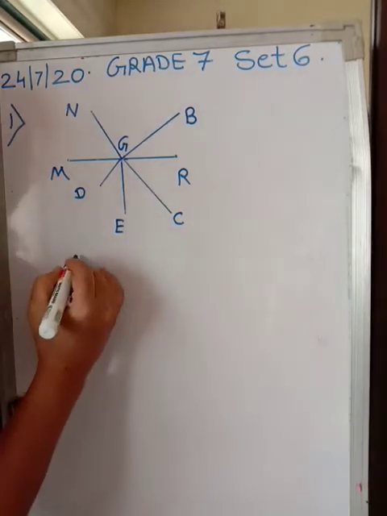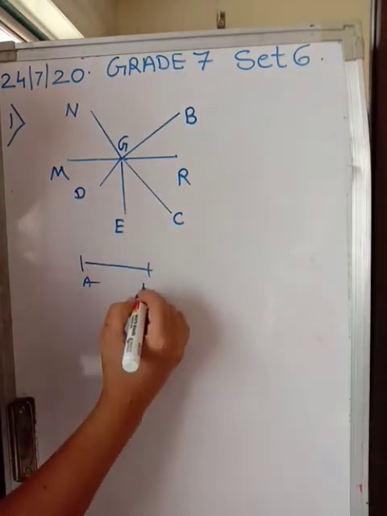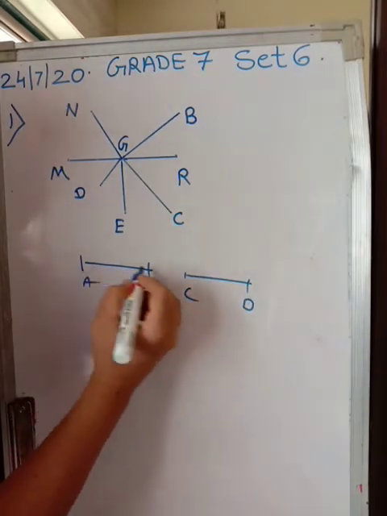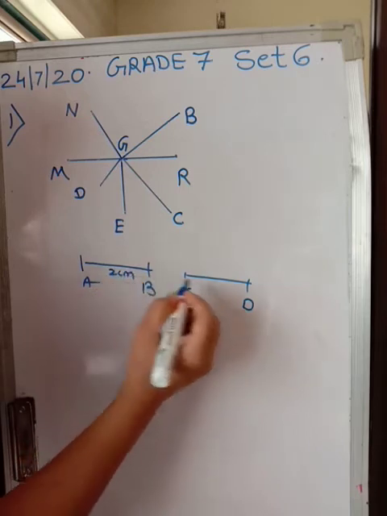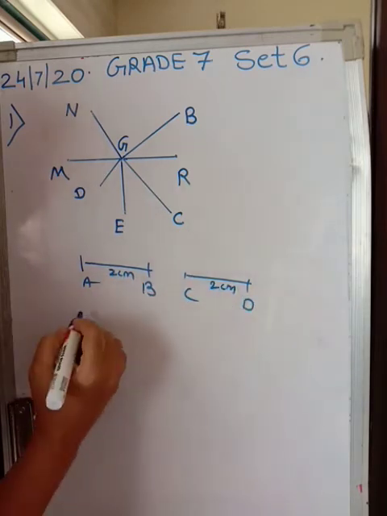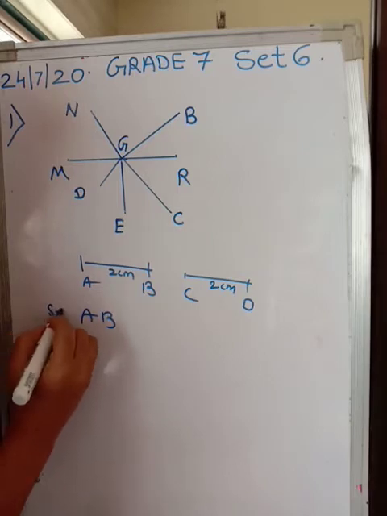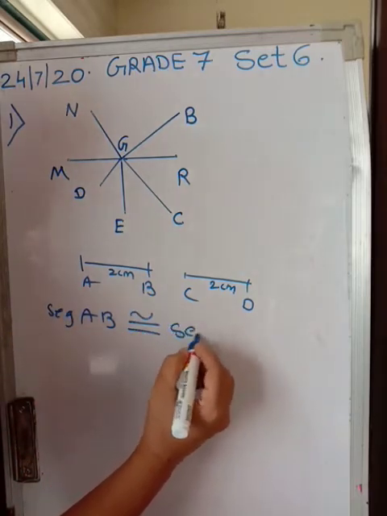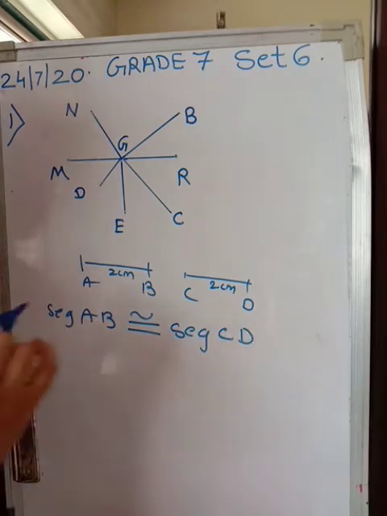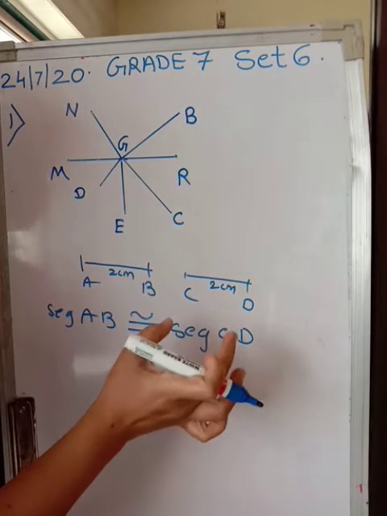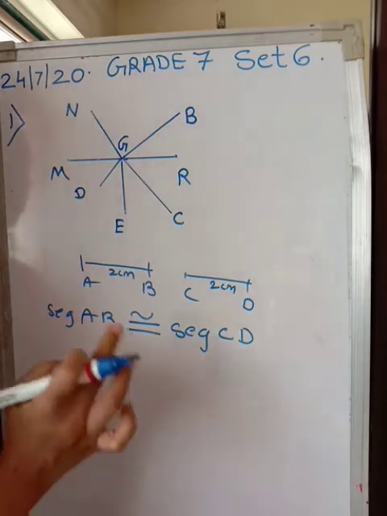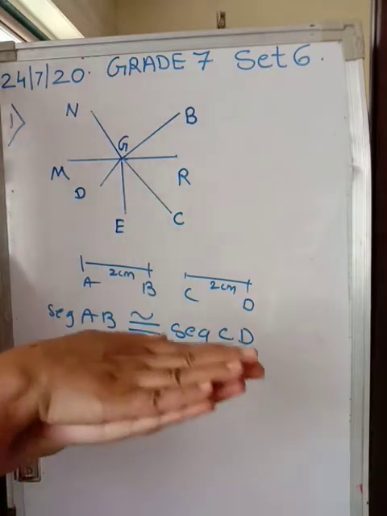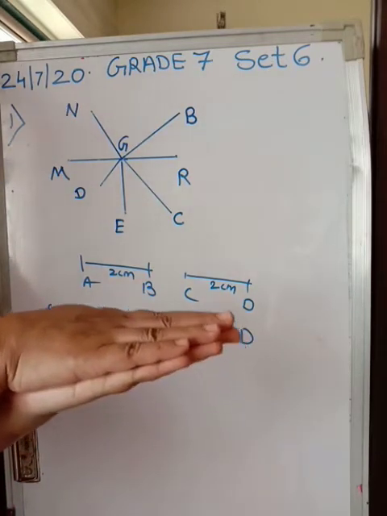Now see children, if this is segment AB and this is segment CD, and the length of this segment is 2 cm and this is also 2 cm, we say segment AB is congruent to segment CD. That means when the lengths of two segments are exactly equal, those two segments are congruent. They are going to fit on each other exactly like this because their lengths are the same.